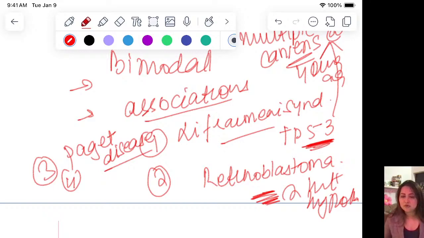Okay, so someone is asking about the knee pain diagnosis. That's osteosarcoma. Okay? Remember this. Moving on.